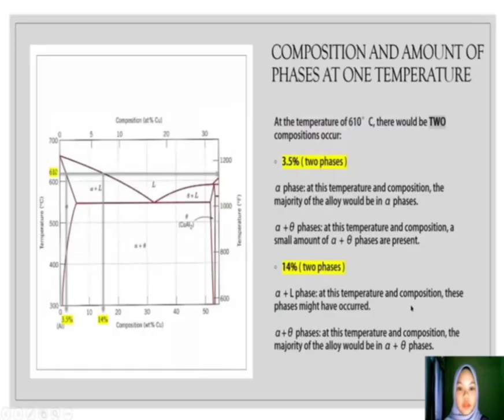So for composition and amount of phases at one temperature, I choose a temperature of 610 degrees Celsius. There would be two compositions, which are 3.5% cuprum and 40% cuprum. At 3.5% cuprum, two phases occur, which are alpha phase and alpha plus theta phase.